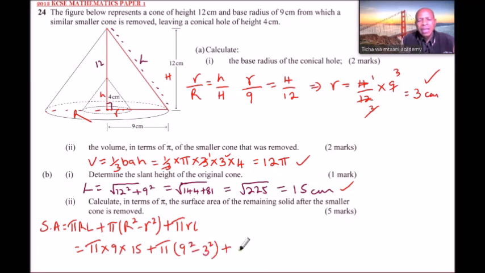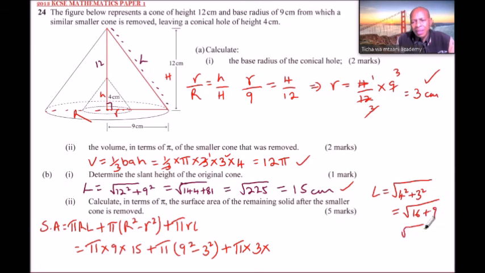Then we have plus the curved part of the small cone: pi, the radius, which we got as 3 in part A, multiplied by the slanting side. To get the slanting side, we still use the Pythagoras theorem, since we have the 4 here, which is the height, and the radius. So the slanting side of the small cone is the square root of 4 squared plus 3 squared, which is the square root of 16 plus 9, the square root of 25, which equals 5. So we multiply here by 5, that is the slanting side.